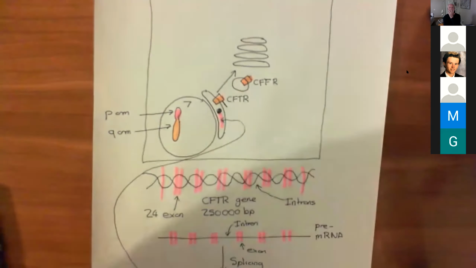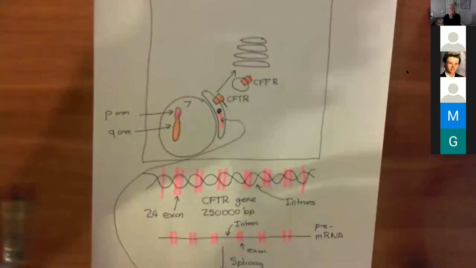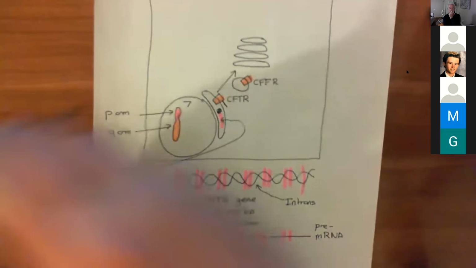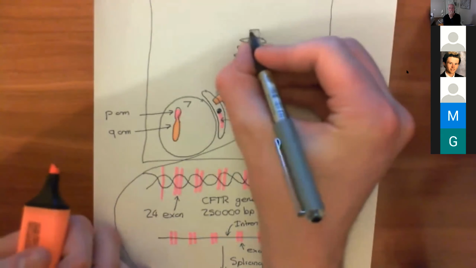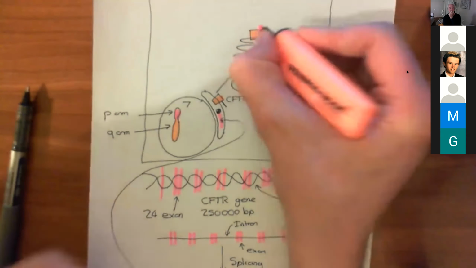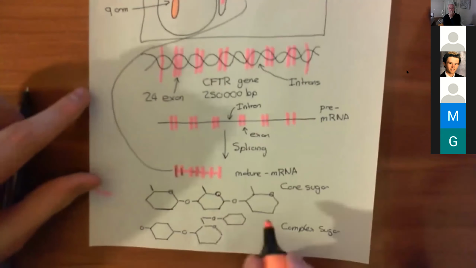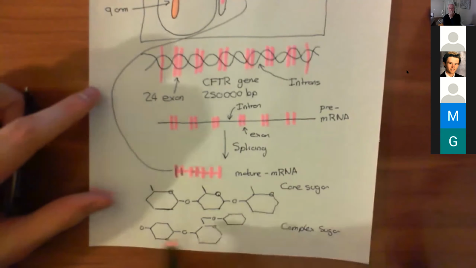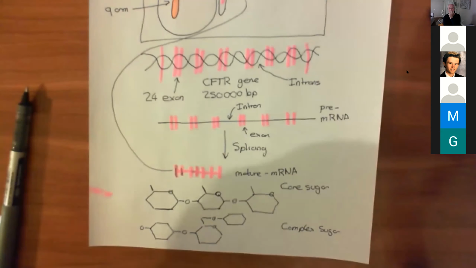Okay, so once it gets to the Golgi, let's draw it in the Golgi now. So let's draw CFTR over here. Once it gets into the Golgi, it undergoes further modification. So you start adding complex sugars to it. So in the endoplasmic reticulum, you add core sugars, and in the Golgi, you add complex carbohydrates.